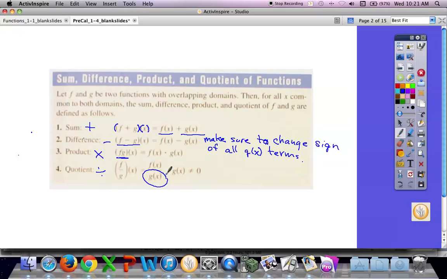you've got to worry about dividing by 0. So domain becomes an issue when you divide by a variable expression. That's why they have this statement right here. Domain is important.